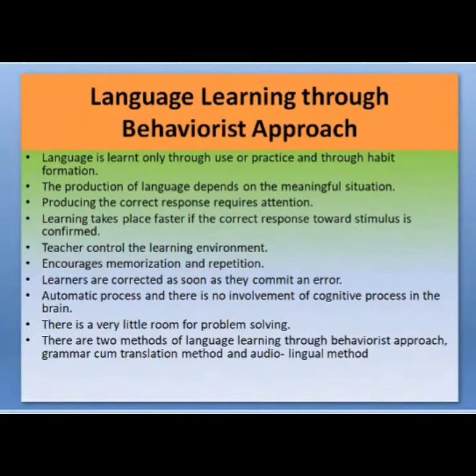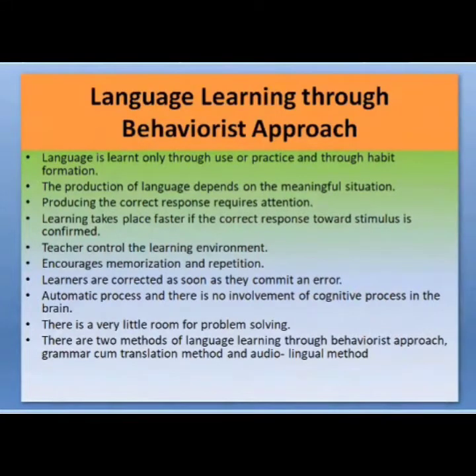Next point, learning takes place faster if the correct response towards the stimulus is confirmed, and it is still faster if the learner is placed in a situation where he can produce only the correct response. If you produce the correct response, the learning will be faster.